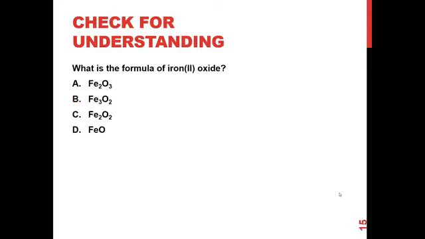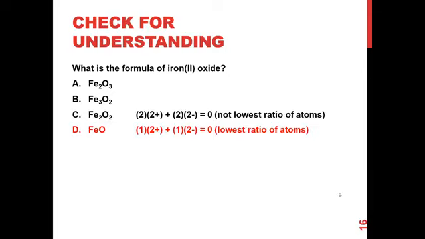Let's look at one more example. This time, let's take a name and try to come up with a formula. What is the formula for iron(II) oxide? Pause the video, select your answer, and then hit play to see an explanation. The correct formula for iron(II) oxide is actually choice D, FeO. Let's break this down a bit.